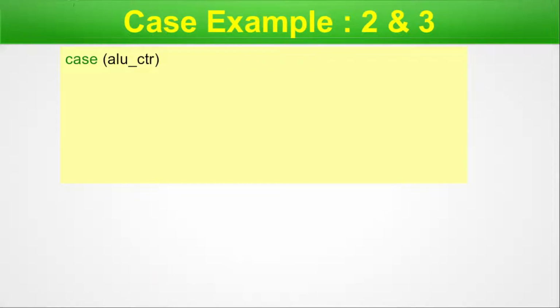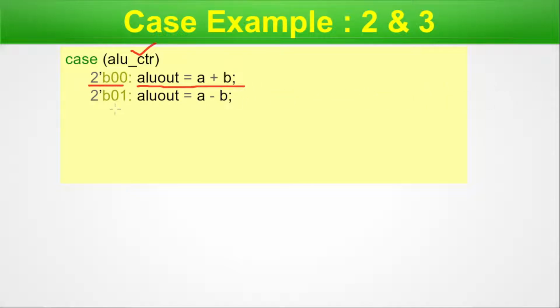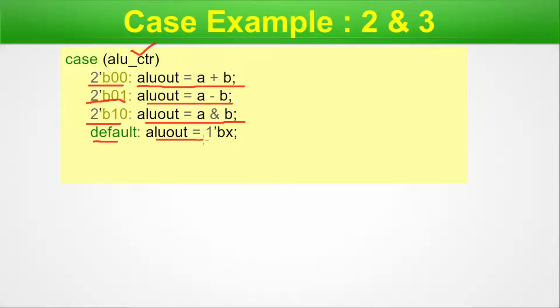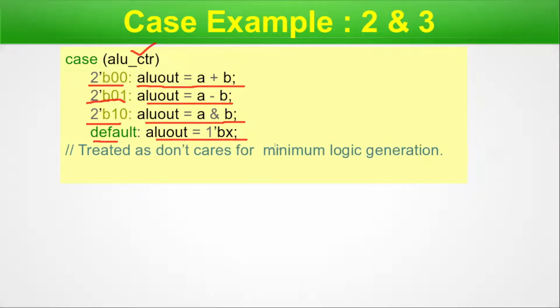Case ALU counter. You can see this is an expression ALU counter, and here we have 2'b00, and then what will be the action? That is ALU out will be A plus B. Similarly, if it is 2'b01, ALU out will be A minus B; 2'b10, ALU out will be A and B; and default is ALU out is 1'bX. These are treated as don't cares for minimum logic generation. We are done with the case example here, and here we end case.